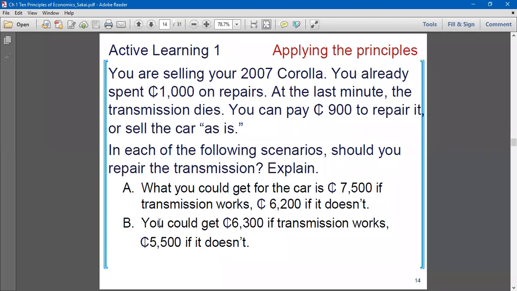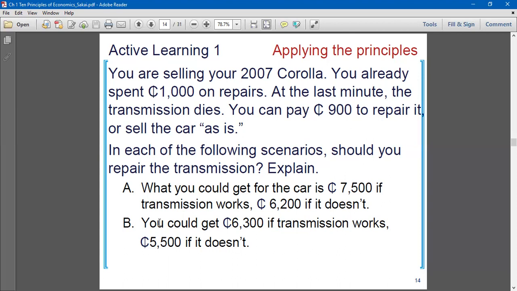You are selling your 2007 Corolla, and you already spent 1,000 Ghana cedi on the repairs. At the last minute, you realize that the transmission is dead. You can pay 900 cedis to repair the transmission, or you can choose to just sell the car without repairing it. So I hope you understand the scenario. Now, in the following scenarios, A and B, the question is: should you repair the transmission or not?